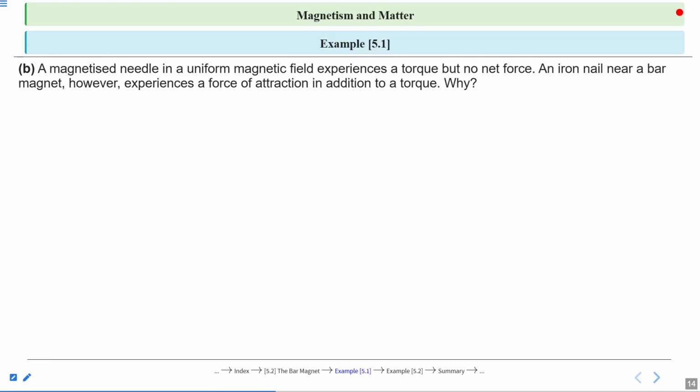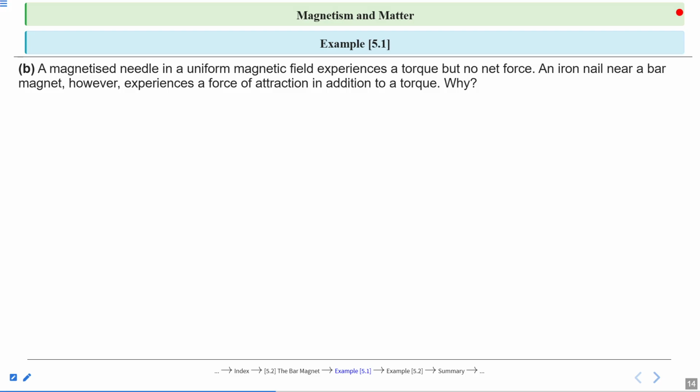B part. A magnetized needle in a uniform magnetic field experiences a torque, but no net force. We have discussed this derivation, that when we place a magnetized needle or any bar magnet, these are similar terms, in a uniform magnetic field, it experiences torque but no net force. But an iron nail near a bar magnet, however, experiences a force of attraction in addition to a torque.